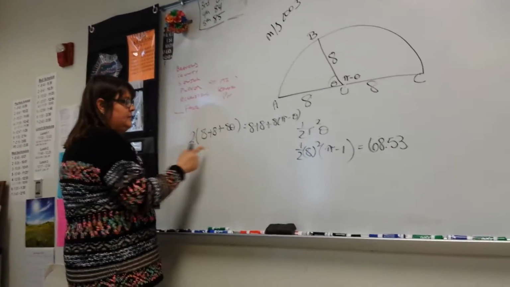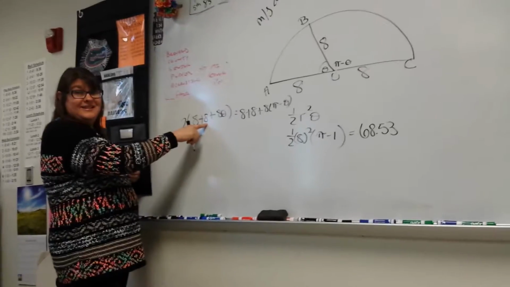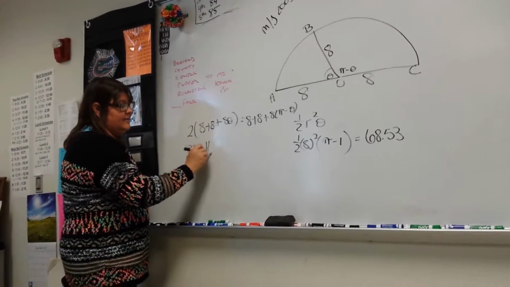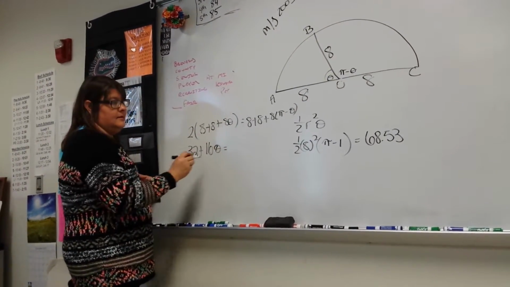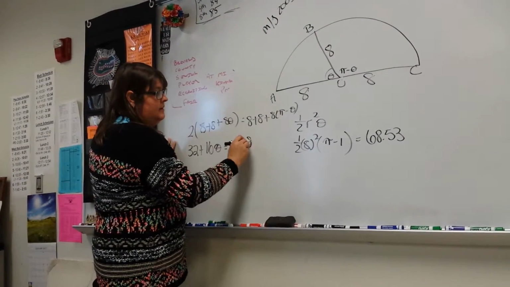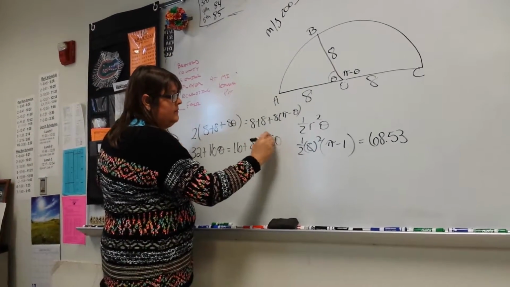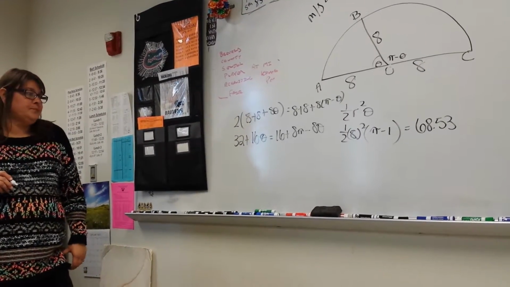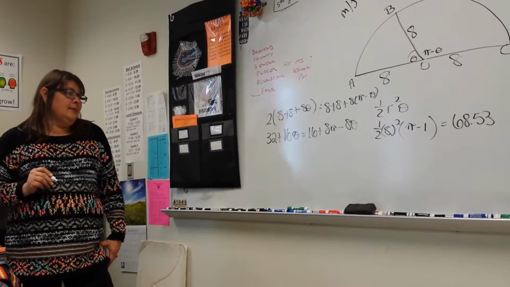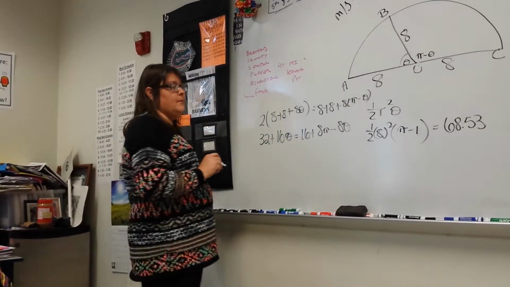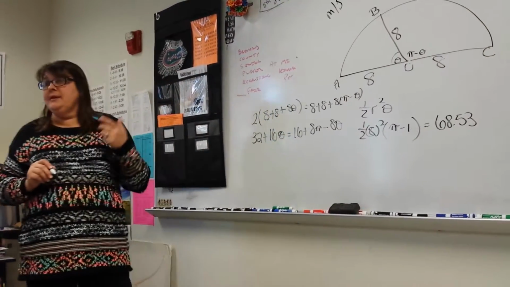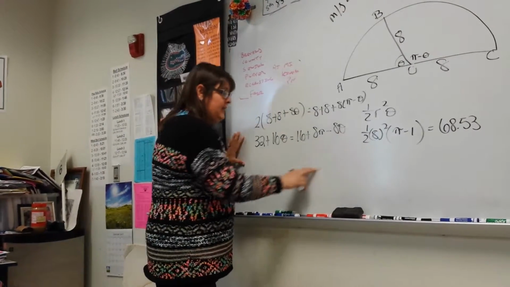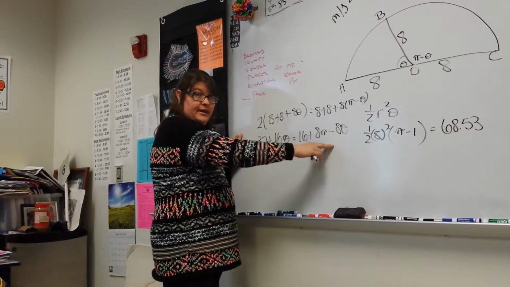So, clean it up a little bit. 8 and 8 is 16 times 2, so 32 plus 16 theta equals 16 plus 8 pi minus 8 theta. Okay. Now I want to get theta alone, basically. My job is to solve for theta. I prefer to have positive theta, so I'm going to add the theta stuff over here and get rid of the stuff over there.